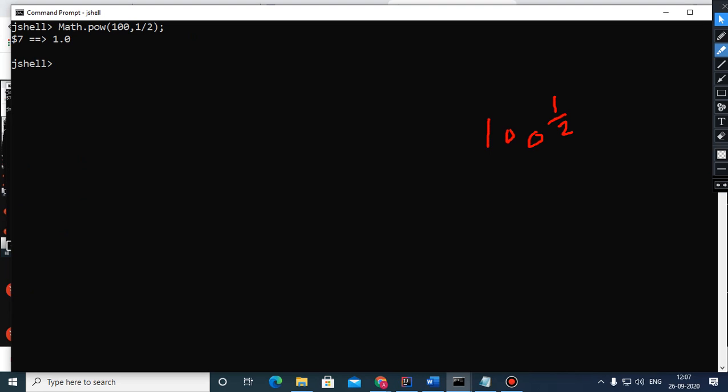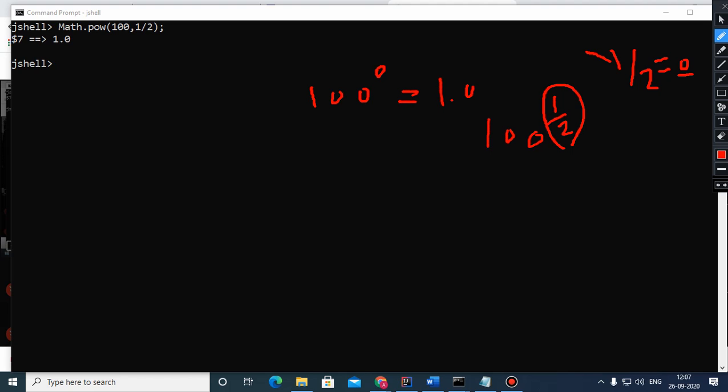Why I'm telling you this: because this 1 is an integer, and 1 by 2, if you divide an integer by a larger value, the result will not be 0.5, rather it will be only 0, because it is an integer data type here. This 1 is an integer data type, that's why the answer is 0. So any number raised to the power 0 is always 1. That's why the answer is 1.0.